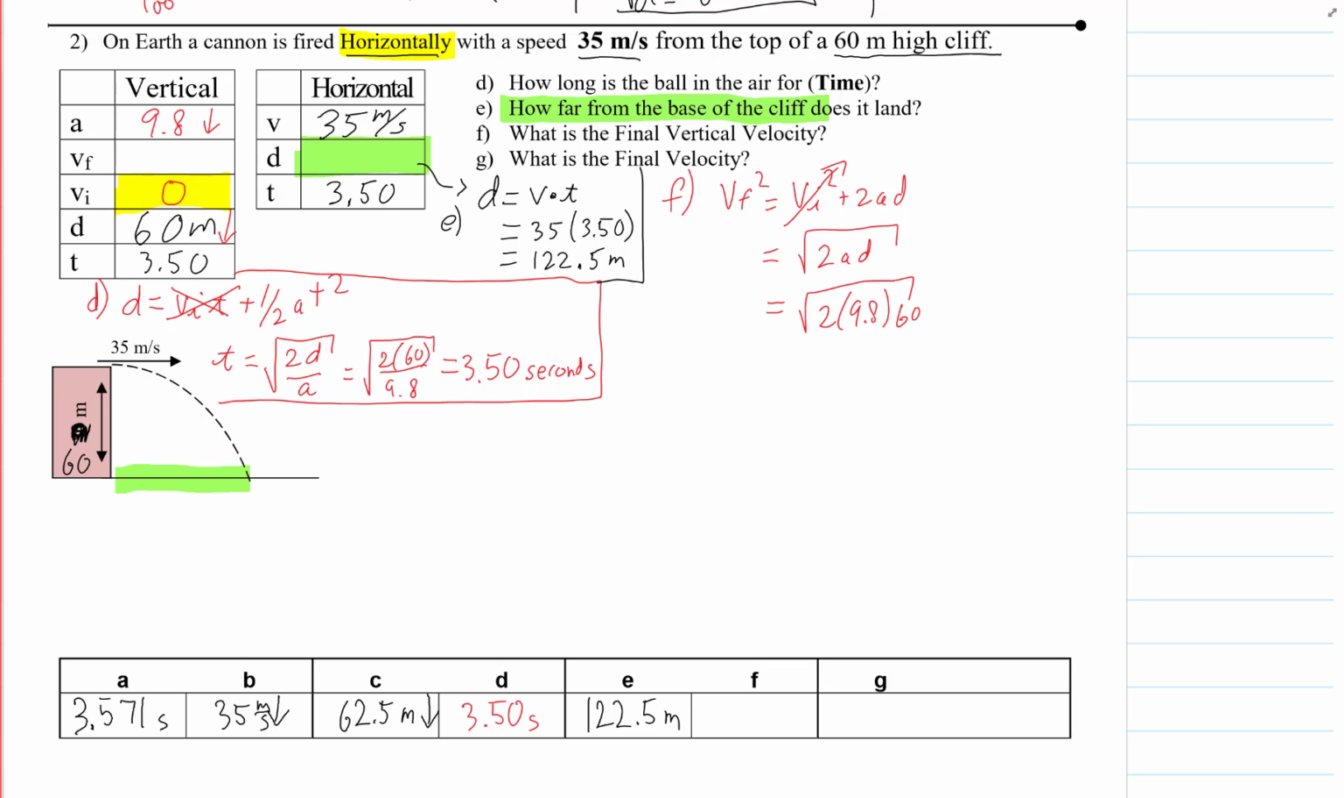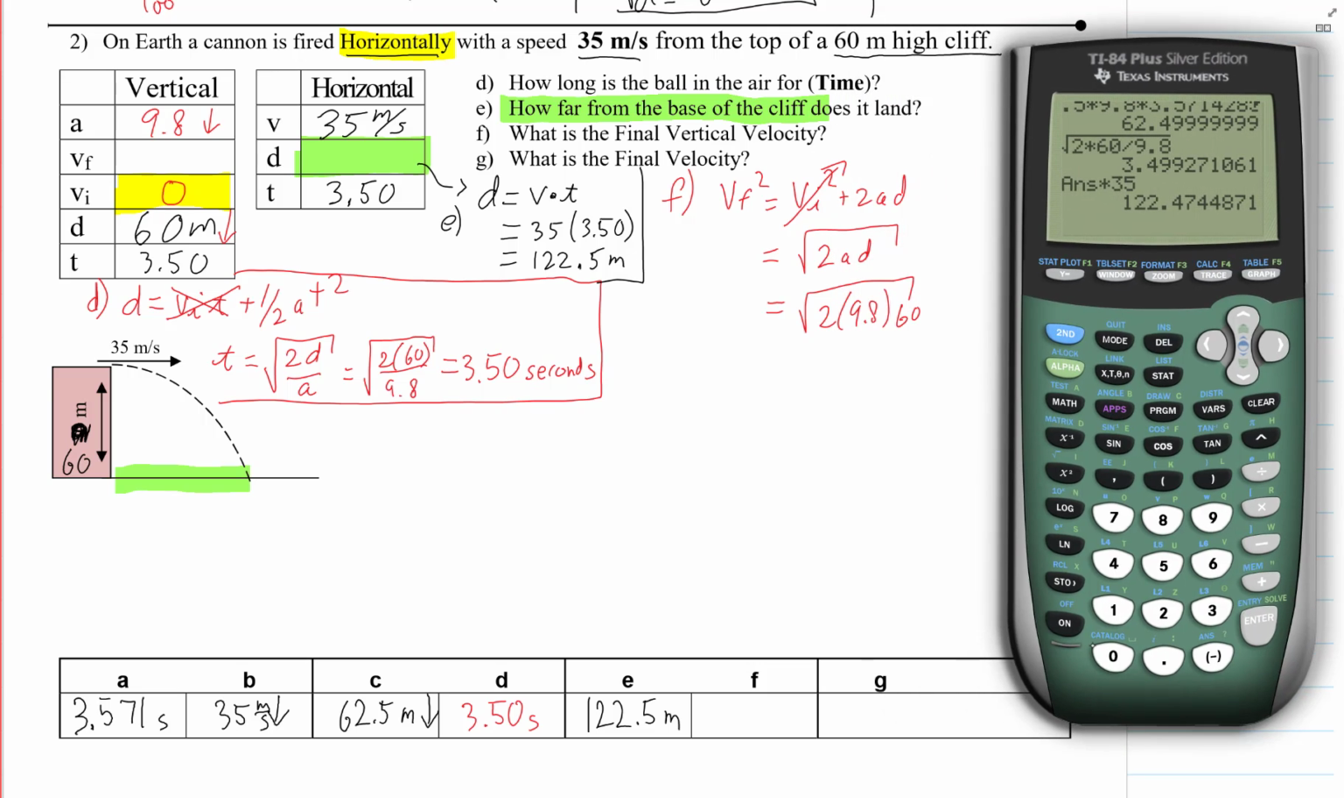Okay, so let's pull up the calculator here. So we go square root of 2 times 9.8 times 60. And we get a vertical velocity of 34.29 meters per second, and that will be down.